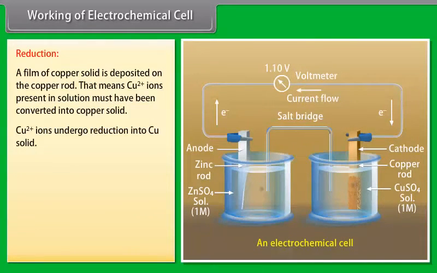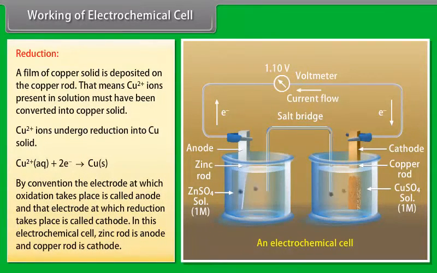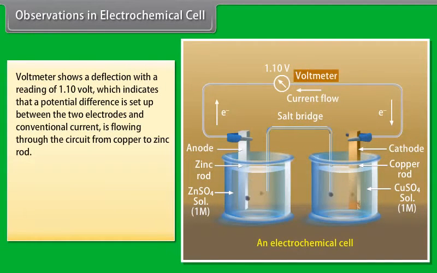Reduction. A film of copper solid is deposited on the copper rod. That means, copper ions present in solution must have been converted into copper solid. Copper ions undergo reduction into copper solid. By convention, the electrode at which oxidation takes place is called anode, and that electrode at which reduction takes place is called cathode. In this electrochemical cell, zinc rod is anode and copper rod is cathode.